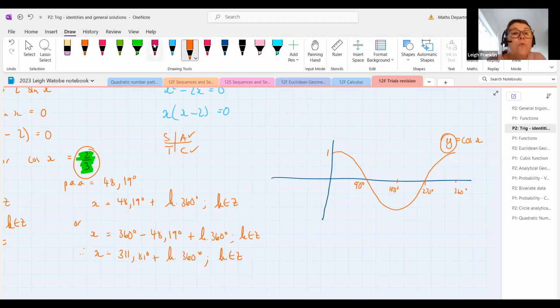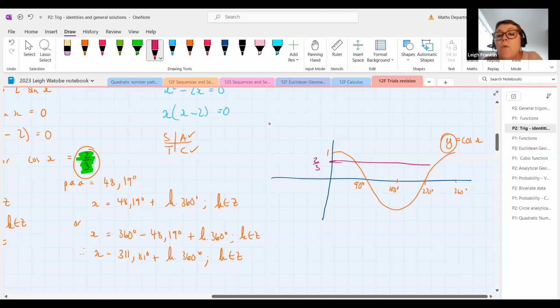Okay, so 2/3 would be somewhere over here. So if I go across where y is equal to 2/3, there is my solution in the first quadrant. In other words, this 48,19. And then here is my solution in the fourth quadrant, the second one over there.